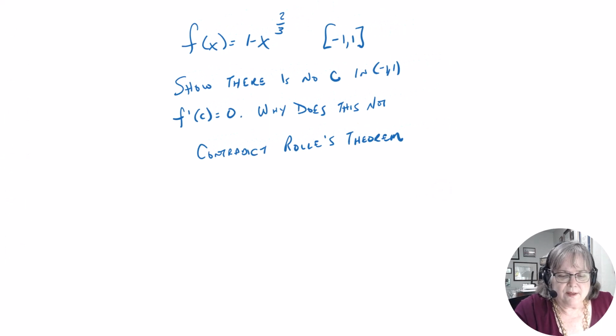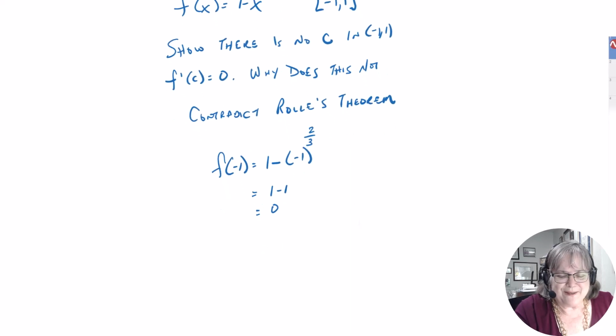Okay, so let's just for grins say, what is f of minus 1? It's 1 minus minus 1, excuse me, to the 2/3. So that's the cube root of negative 1, which is negative 1, squared is 1. So 1 minus 1 is 0. And f of 1 is 1 minus 1 to the 2/3. So this turns out to be 1 minus 1, which is 0. So yes, that part of it does meet Rolle's theorem.